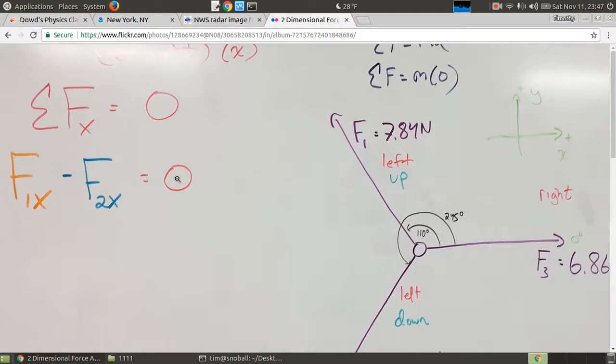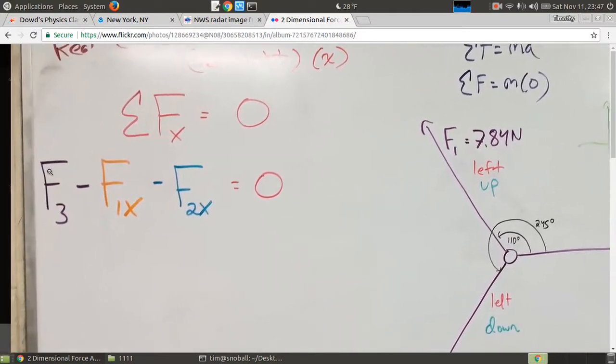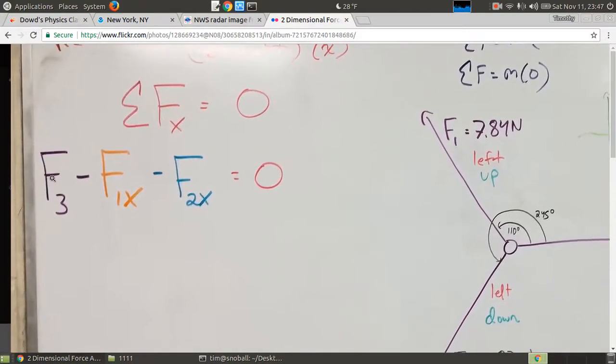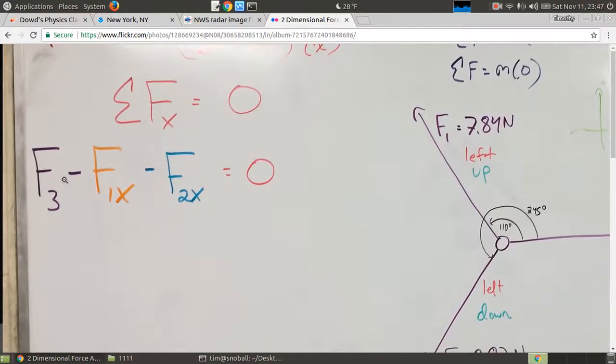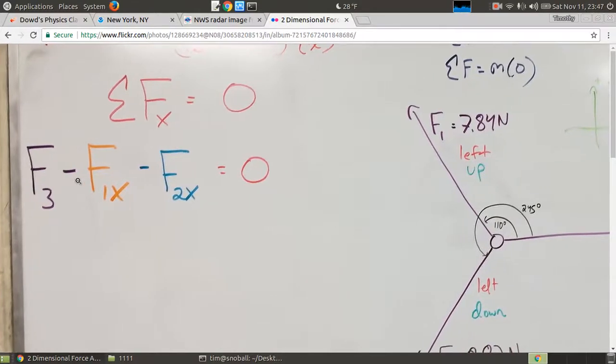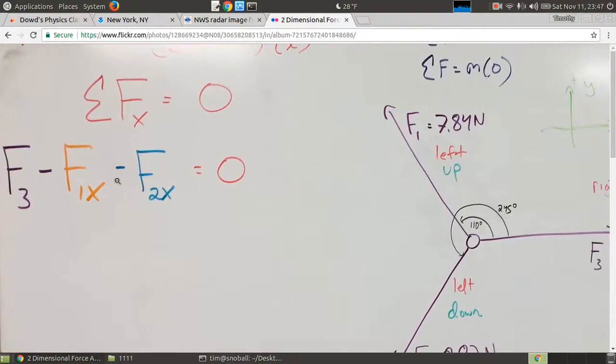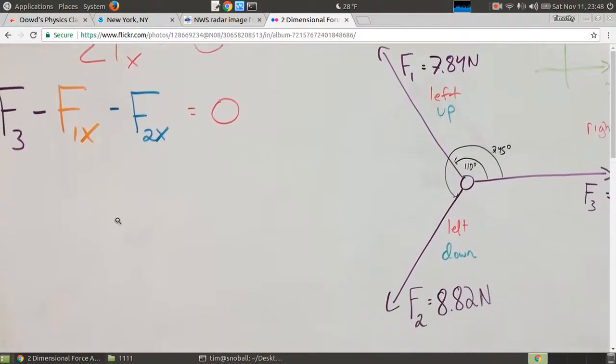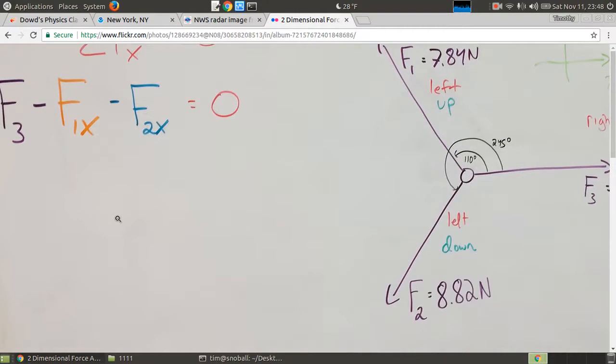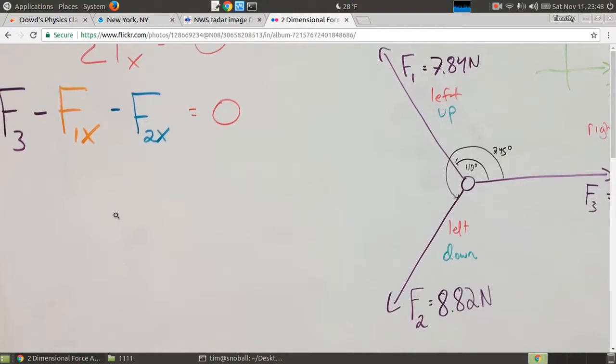If we go over here to sigma F, you can see what I put here. The rightward F3 minus the leftward F1 and the leftward F2. Notice F2 and F1 have an x after. That's to signify that it's not all of F2 and F1 that we're talking about, just the part that goes left. Right positive, left negative.